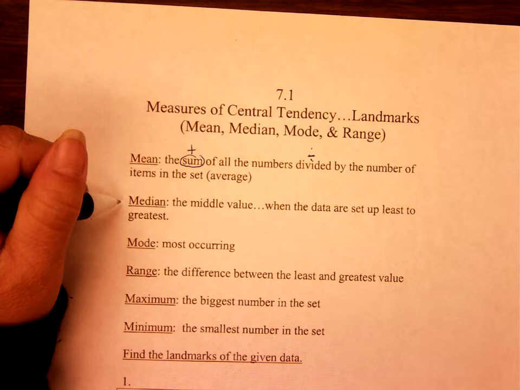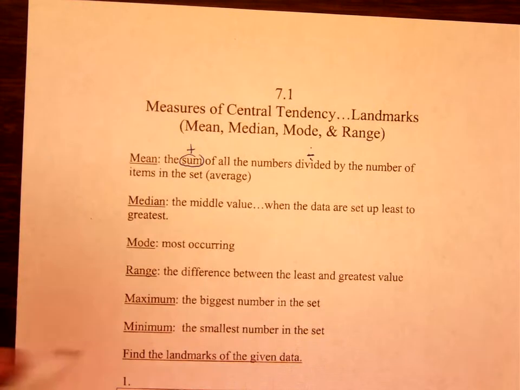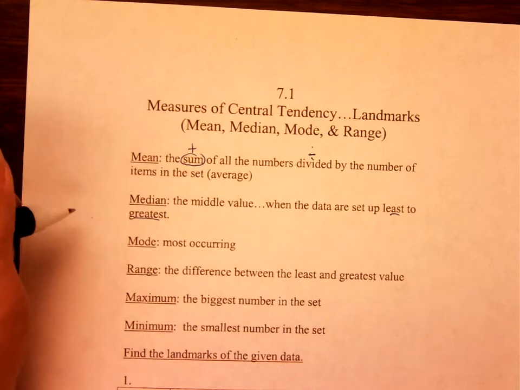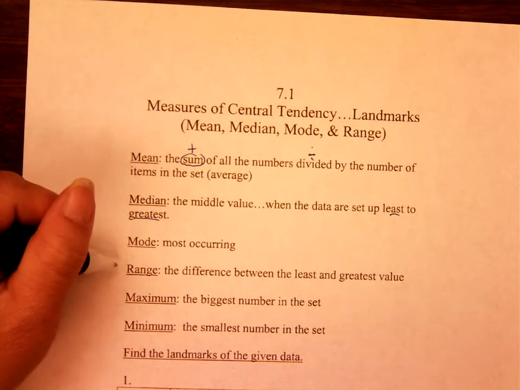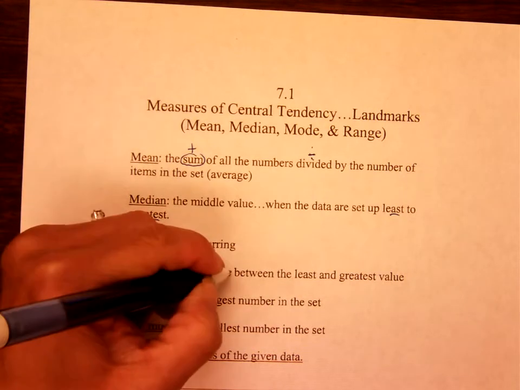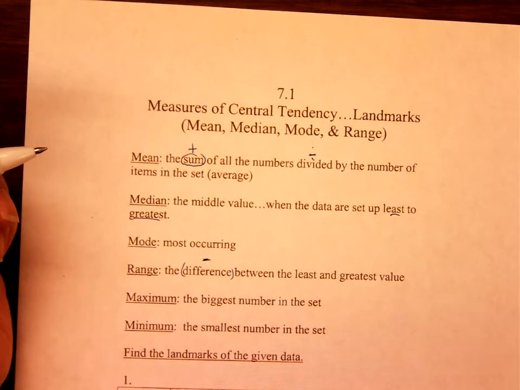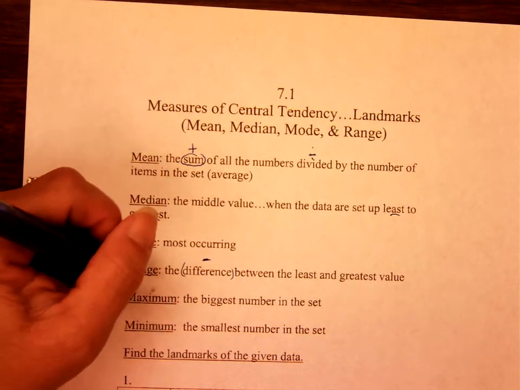Median. Median is the middle value when the values are set up from least to greatest. It's very important that you know it is always set up least to greatest, and then you're going to find the middle number. Mode means most occurring. Range is a difference. The word difference means subtraction. Difference between the least and the greatest value. So you're going to subtract the least value from the greatest value.